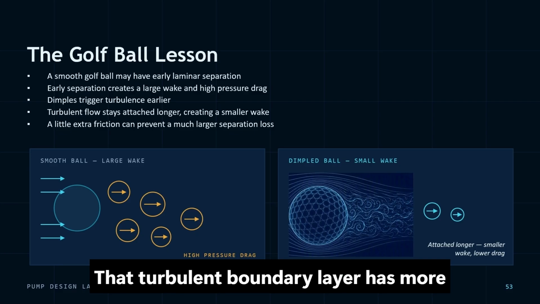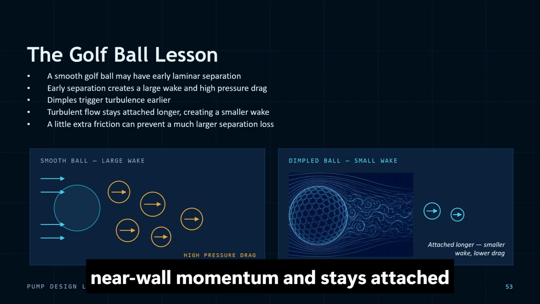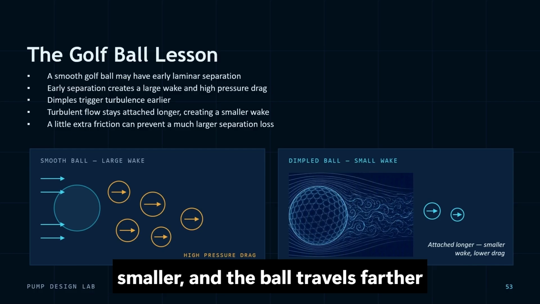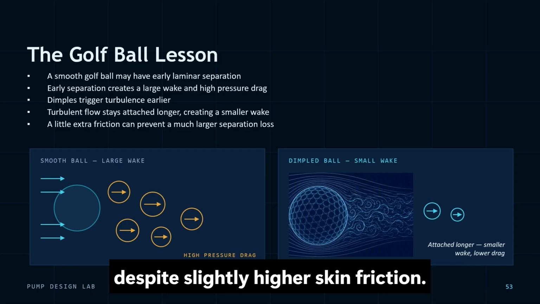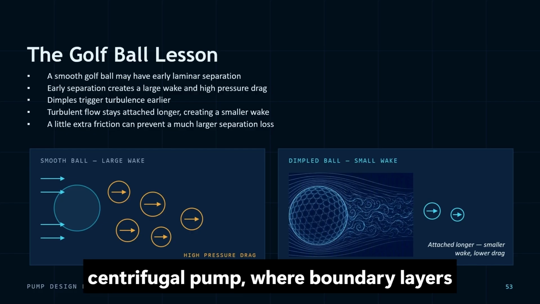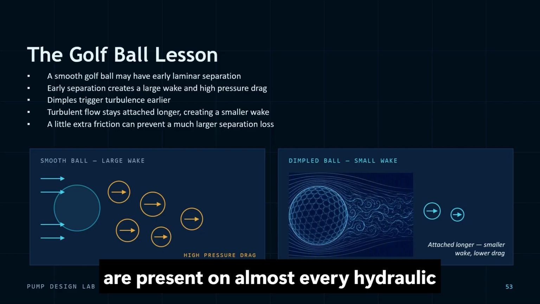That turbulent boundary layer has more near-wall momentum and stays attached farther around the ball. The wake becomes smaller, and the ball travels farther despite slightly higher skin friction. Now we can bring the full story into the centrifugal pump, where boundary layers are present on almost every hydraulic surface.